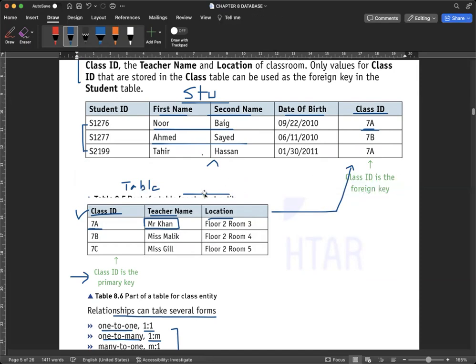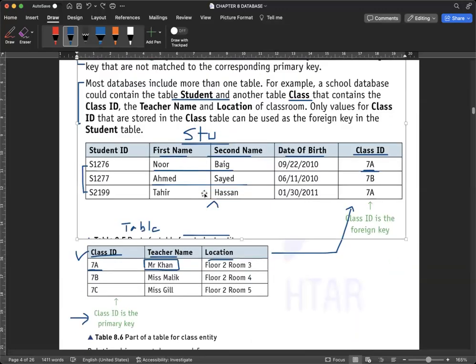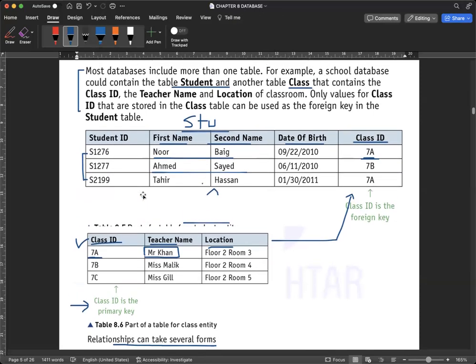Okay. How many tables are there? There are two. Okay, name them. Student and class. Not student ID. Read the above paragraph. Student and class. How many tables are there? Tell me again. Two. Name them. Student and class. Okay. How many fields are there in a student?